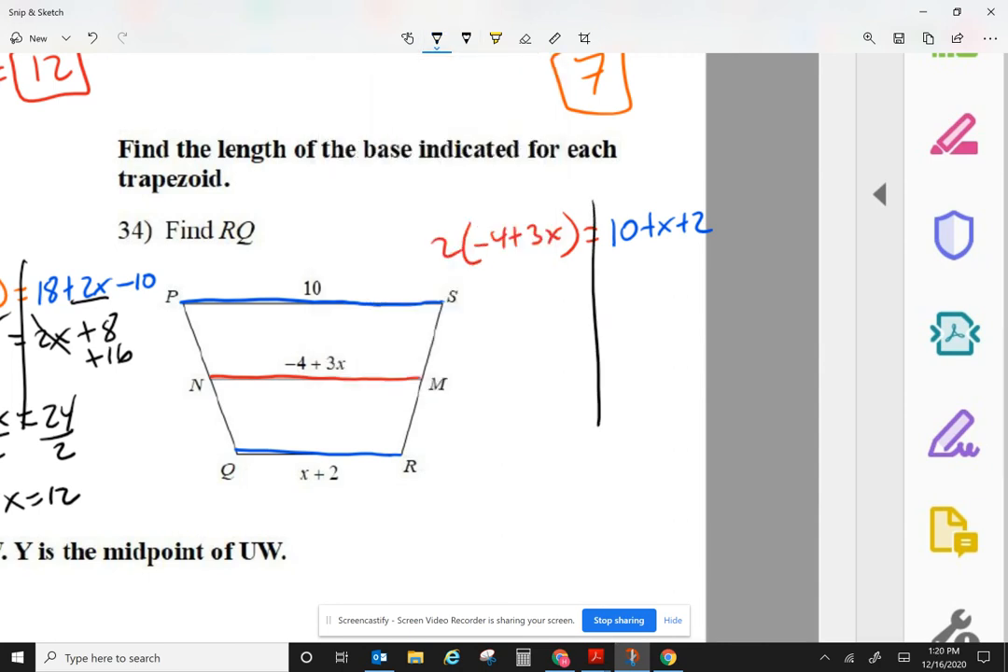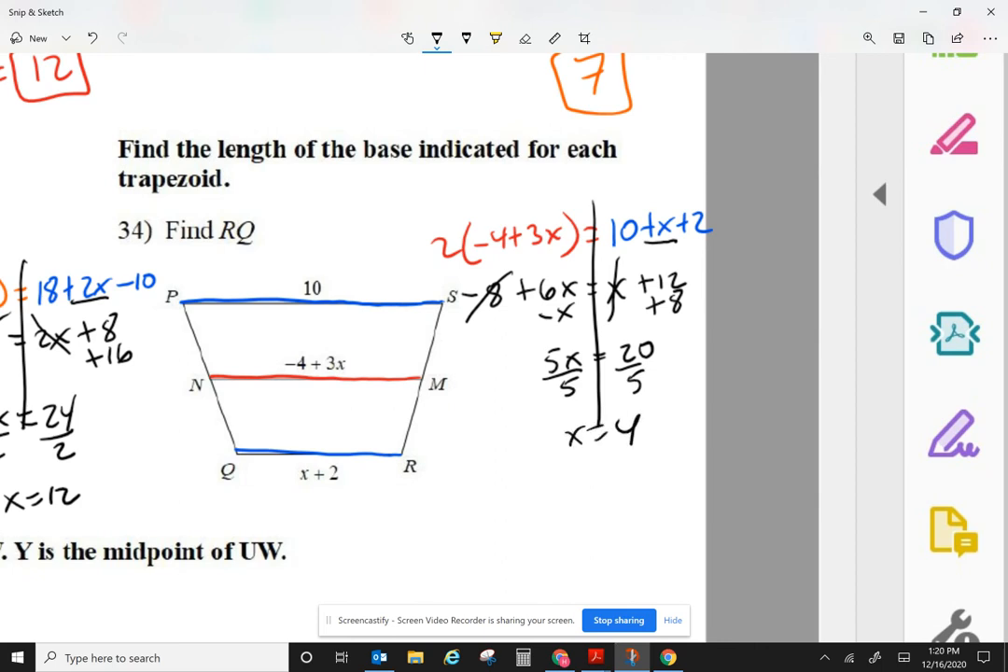All right, on the left side, let me distribute the 2 to get rid of parentheses. So I have that negative 8 plus 6x equals, on the right side, when it comes to x's, I just have x. Numbers 10 plus 2, that gives me 12. All right, I want to have the x's together, so let me move this x. This negative 8, let me move it over. Don't forget opposite signs. I have that 5x is equal to 20. Divide by 5, that gives me that x equals 4.